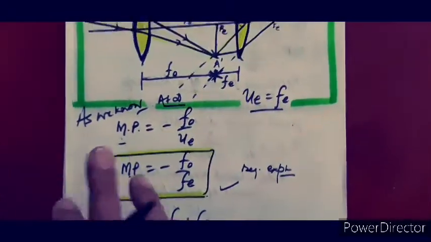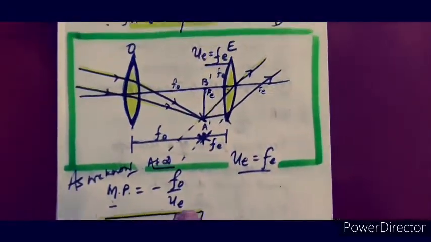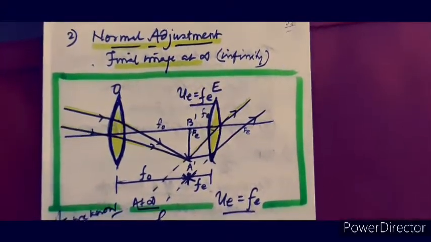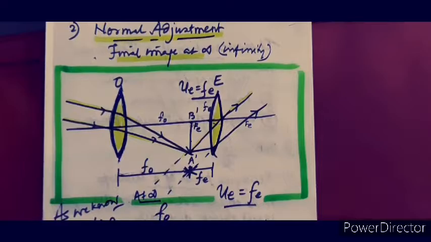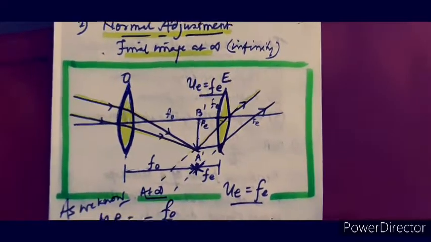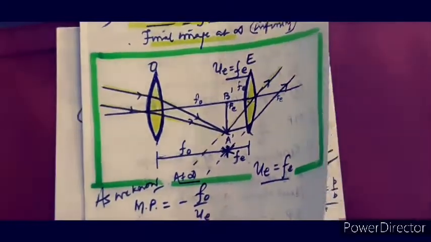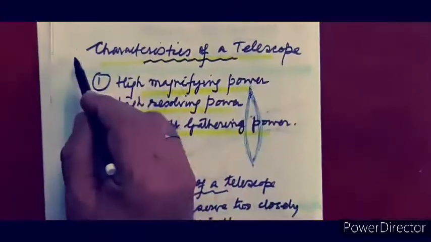For the distinct division and for the normal adjustment, you have to practice it properly. Very simple and important for class 12. Now come to the point. For the telescope, what are the good characteristics? What are the characteristics of a telescope?